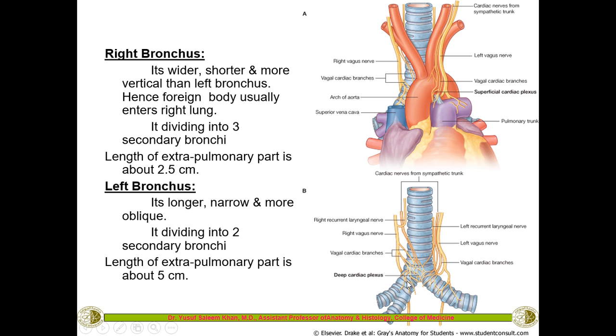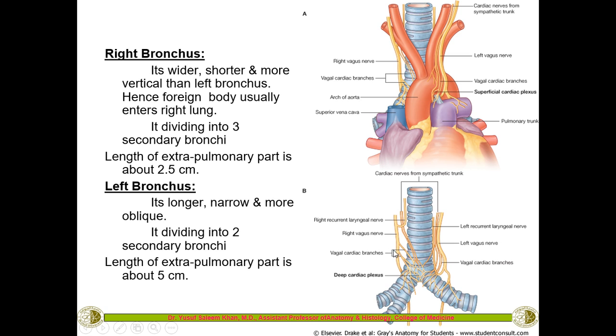This right bronchus will divide into secondary or lobar bronchi, and because there are three lobes on the right side, it will divide into three secondary bronchi. The length of the extrapulmonary part here is about 2.5 centimeters. So 2.5 centimeters of that bronchus will be outside, and the remaining part will be inside.